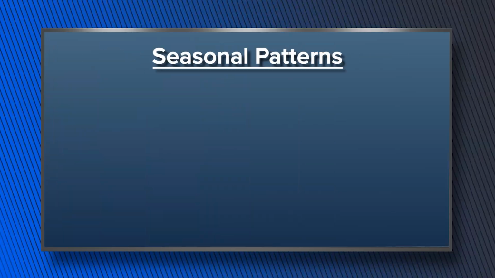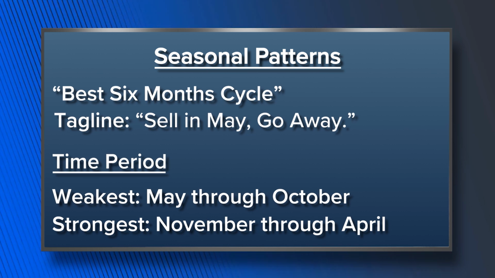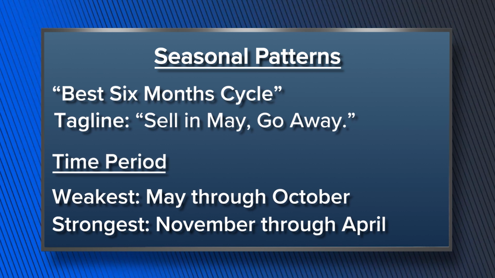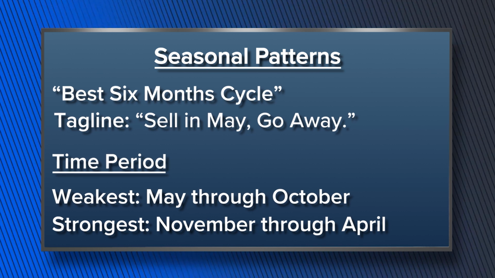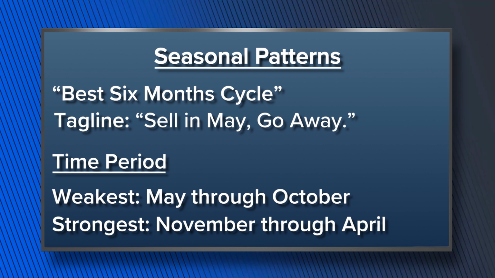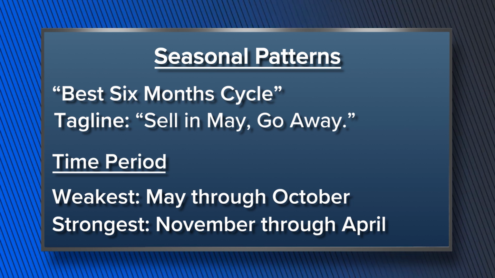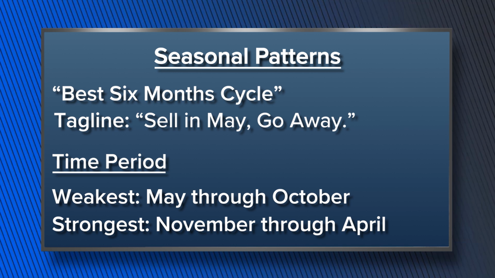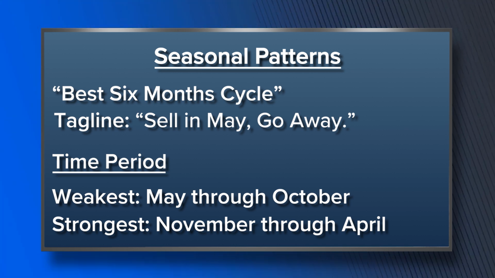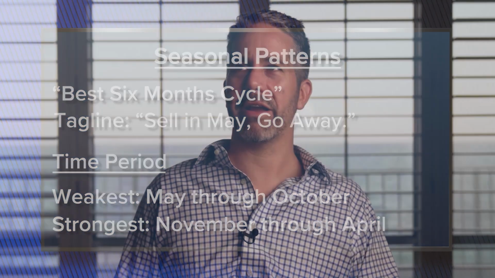All right, let's talk about some seasonal patterns so we can start making money from it. We'll begin with one almost everybody's familiar with. It's the seasonal pattern known officially as the best 6-month cycle. Everybody remembers it by the famous rhyme, sell in May, go away. It refers to the historical tendency for the stock market to be at its weakest point in the months between May through October, and to be at its strongest points in the other months, so from November through April. Usually the market bottoms out in October. It's a very famous bottoming month.